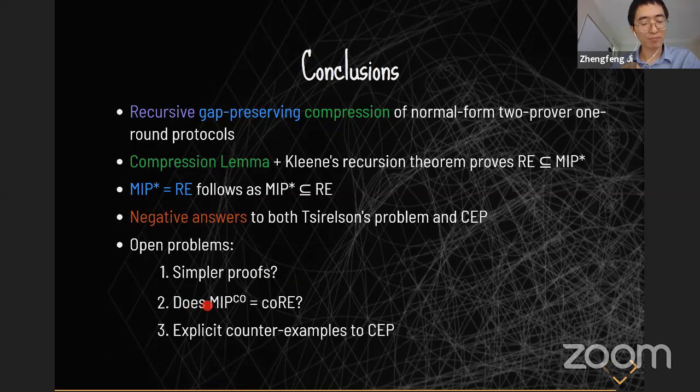Another question is, there's another class related to MIP star called MIP co, where you're defining the values in terms of the commuting operator strategies. And we conjecture that this class is actually co-RE. Note that these two classes are of different meanings. And also, it's interesting maybe to come up with explicit counterexamples to Connes' embedding problem, while others are a sequence of implications known in the literature.